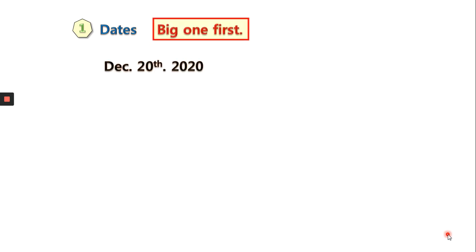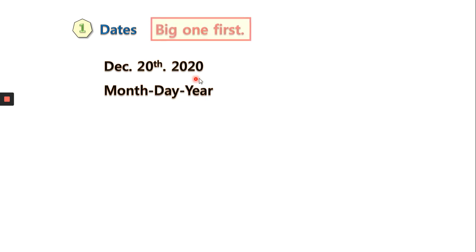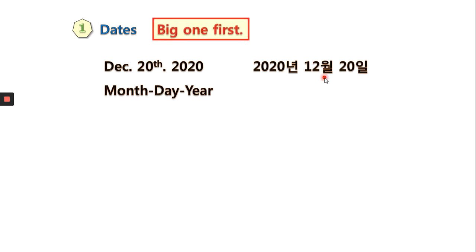Okay, date. So when we read the date in Korean, big one first. Always big one first. That means, in English, we write the date this way, December 20th, 2020, right? But in Korean, always big one first. So in English, month, day, year. But which one is bigger? Year is bigger. And the next is month, day. So in Korean, always year, month, day.